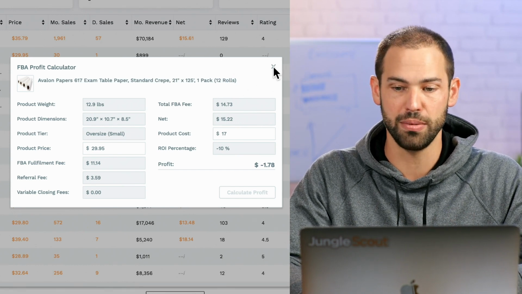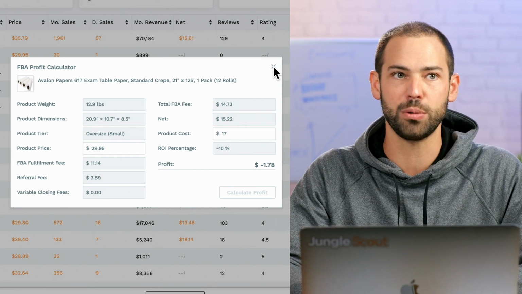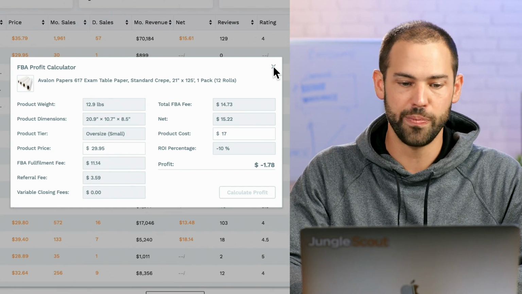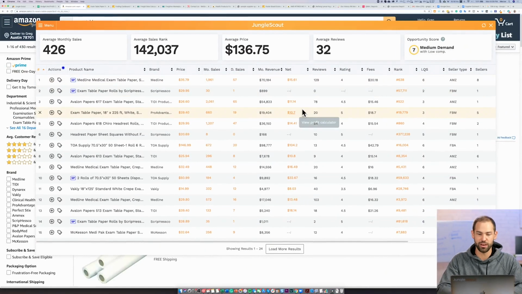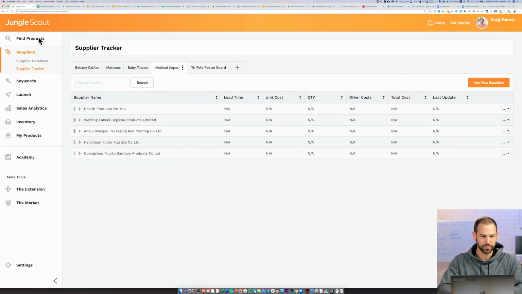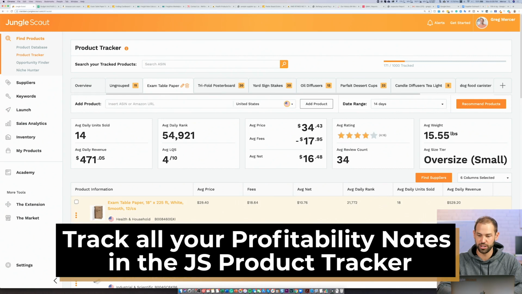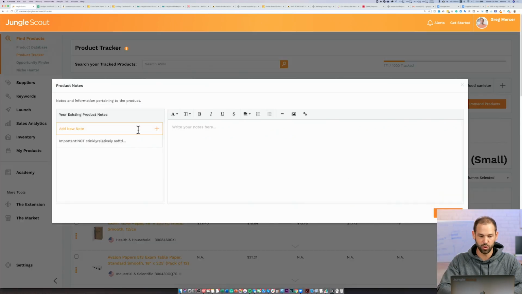My initial prediction is now that we can't actually make this profitable, or the margins aren't going to be good enough that we would want to try to go after it. So the exam table paper just went from being a top contender to me being very skeptical about it. And before I forget, I like to keep all of my notes right inside of the product tracker, as you guys know. So I'm just gonna go ahead and make a note of this real quickly: rough profitability equals bad, break even or lose money. So this one's, like I said, not off to a good start.